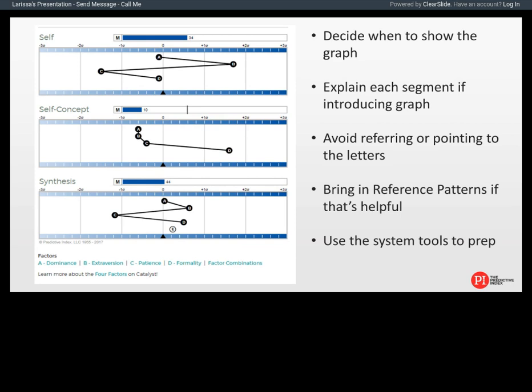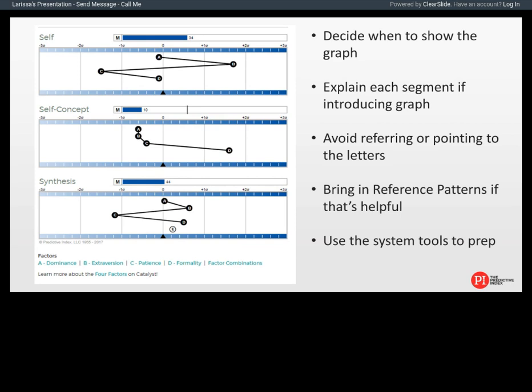If you are going to lead with the graph, make sure that you explain each segment. Explain what the self-concept and the synthesis represent. Explain how to read it, starting at the midpoint and moving out. Those are good things if you're using the graph as a grounding.